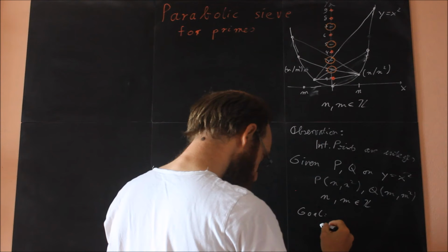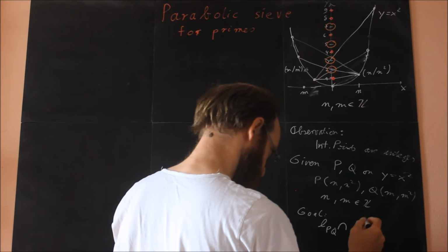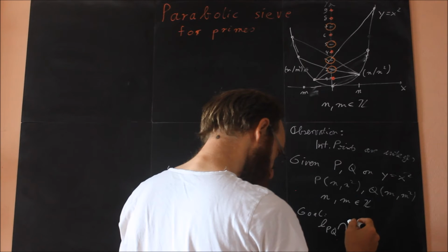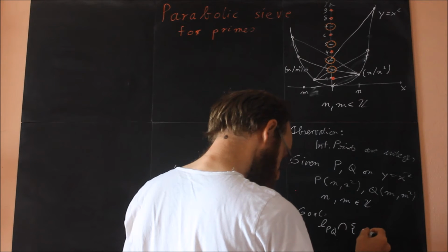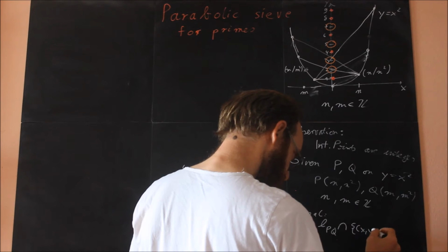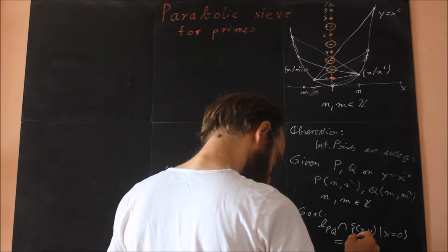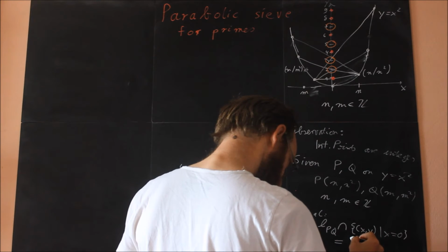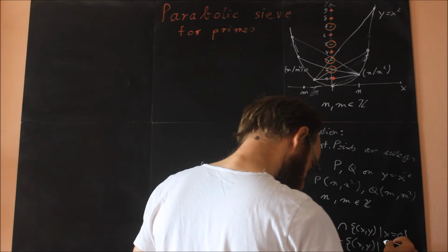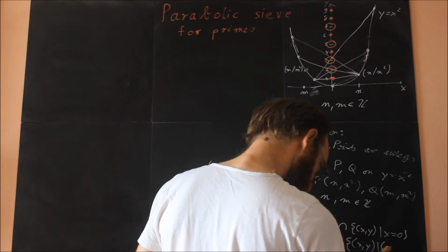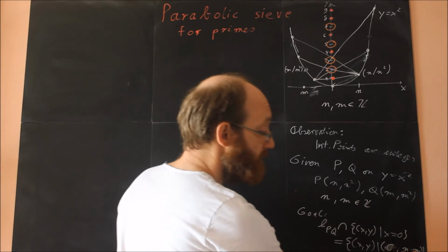that the line through P and Q intersects the y-axis, so all points (x, y) with x equals 0, and what we get is all the points on the y-axis of the form, so what we get is all the composite numbers.